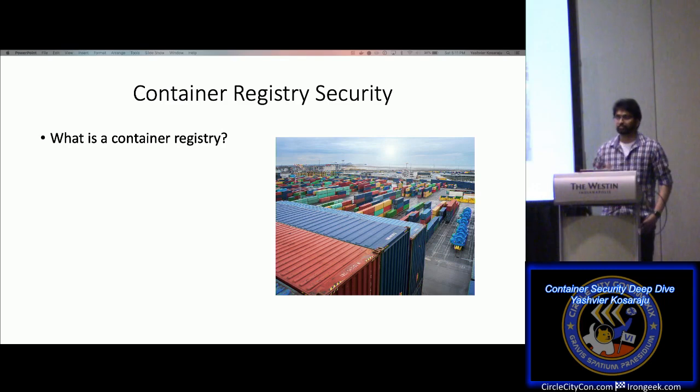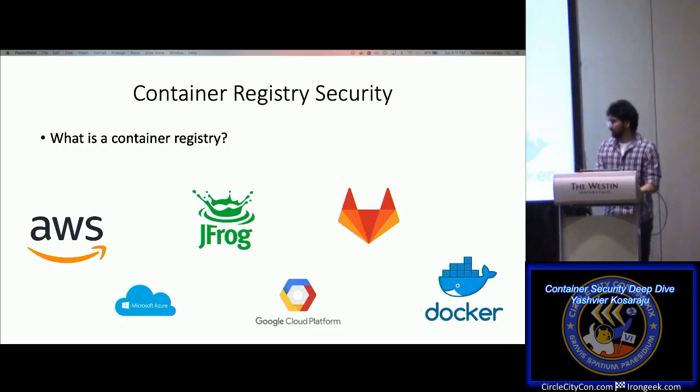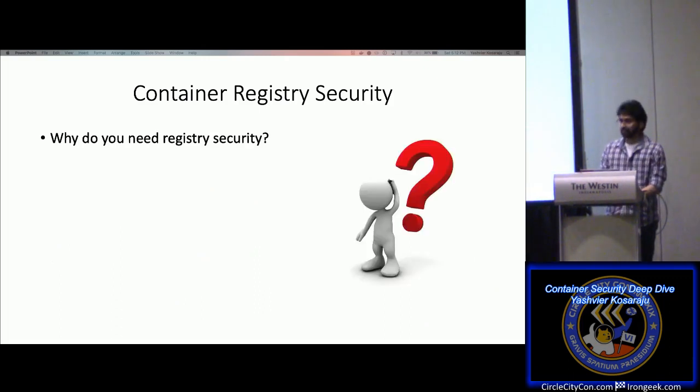Okay, container registry security. What is a container registry? A registry is a storage and distribution system for your images. So you build your Docker images on your local host, and then you push them to a registry, and then you pull them when you need them. So it's essentially storing it for you. There are a lot of different registries out there: AWS, JFrog, Docker Hub, and more than the logos that are shown on the slide.